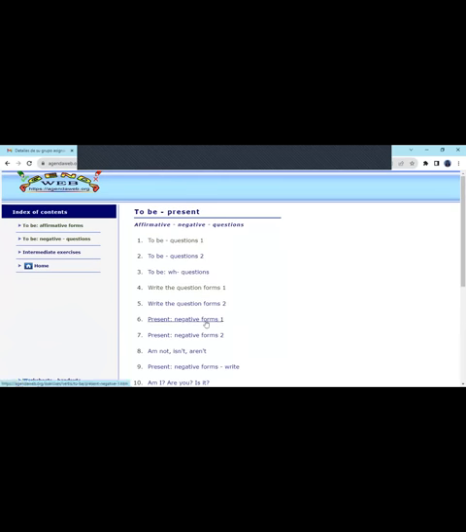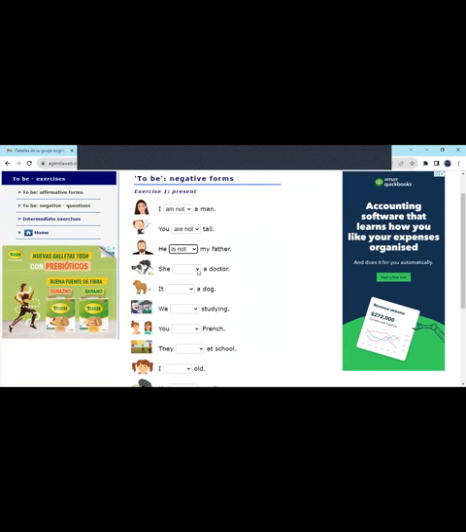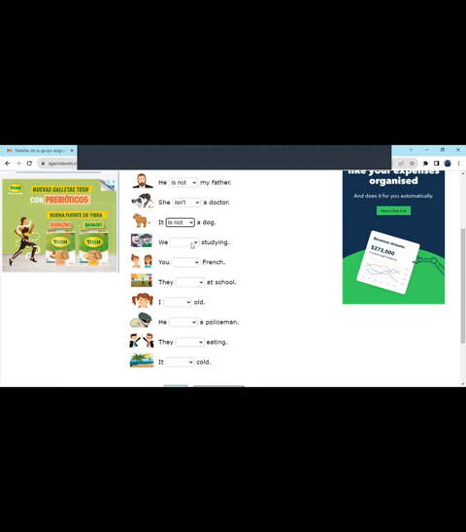And the negative. Presente negativo. I, the negative. I am not. And the negative. You are not. Not tall. The negative. It is not my father. He is not a doctor. Very good. It is not a dog. We are not. We are not studying.